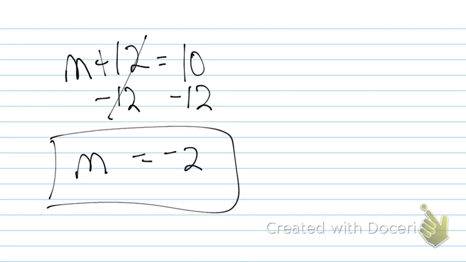Negative 2. Now, I'm not suggesting you do this every time on homework. You can kind of do it quick mental. But if you're taking a test, another way to say this is m is negative 2. And negative 2 plus 12 is 10. So my equation's true. Your equation needs to be true. You should be writing this down on your notes as I'm doing it right now.